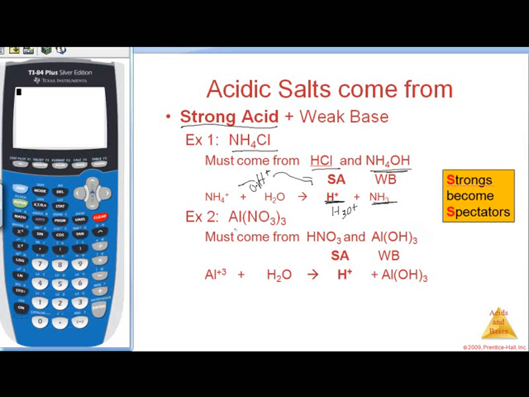Let's take a look at this one. Might be a little bit easier to see. So we have aluminum nitrate. The aluminum must come from aluminum hydroxide, which is the weak base. The nitrate is part of nitric acid, which we know is a strong acid. So we know this is going to be an acidic salt. So we end up with H+ here, right? Because it's strong. The hydrolysis is going to result in the hydroxide coming over to the aluminum, and the hydrogen ends up free in the solution, which makes it acidic, and I end up with the aluminum hydroxide.